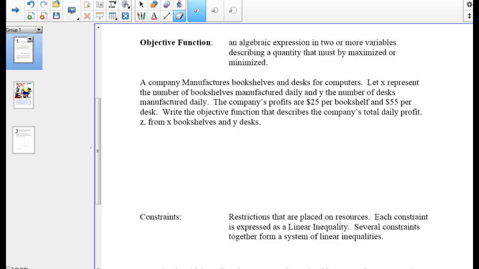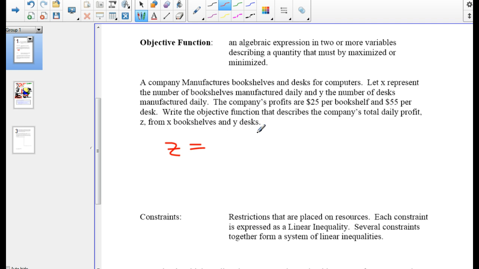A company manufactures bookshelves and desks for computers. Let X represent the number of bookshelves manufactured daily and Y the number of desks. The company's profits are $25 per bookshelf and $55 per desk. Write the objective function that describes the total daily profit. Z is your profit in this case. So how would you write the equation for Z?